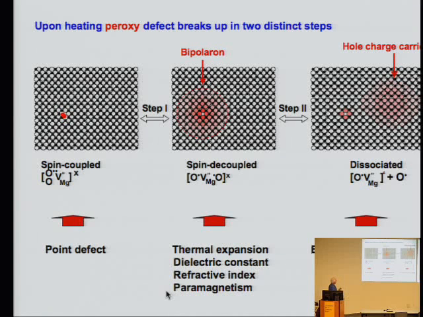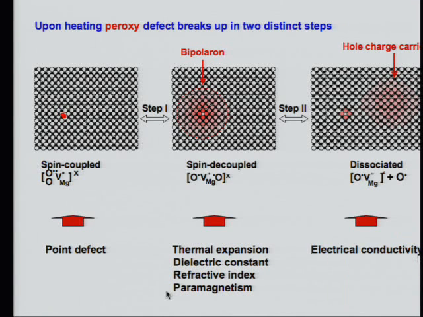Now, upon heating, you can actually show that this little tiny innocent-looking defect breaks apart in two steps. And the first step is marked by a breakdown of this bond. And if this bond breaks down, the electron density associated with the O- state, this whole defect electron state, spreads out over hundreds of oxygen, and you form first a bipolar ion.